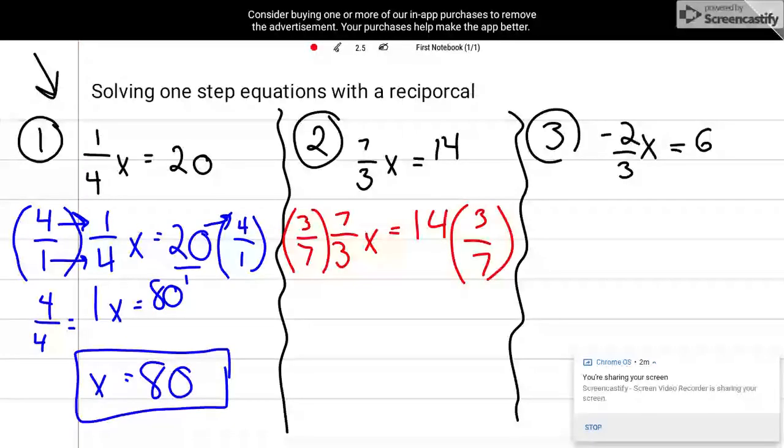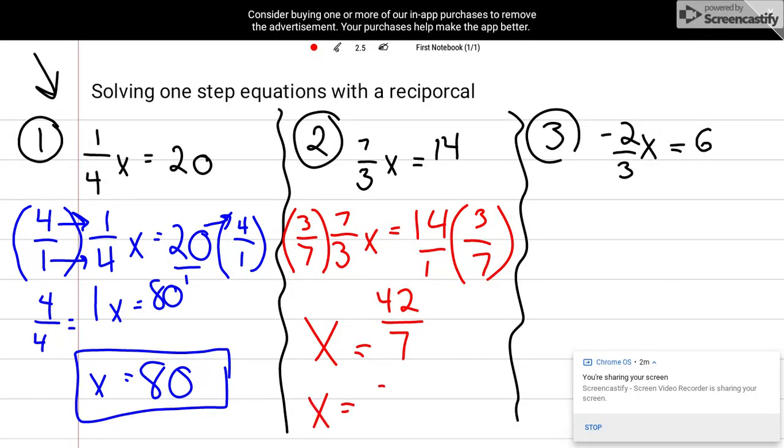So as we saw in the first equation, the one that we just did in blue, when you multiply something by a reciprocal, it makes it 1. So your product is just going to be 1. So I'm just going to write x equals. So 14 is over the number 1. So now I have to do 14 times 3, and that's going to give me 42. 1 times 7 gives me 7. So I can reduce this. 42 divided by 7 is going to give me 6. So my final answer is x equals 6.